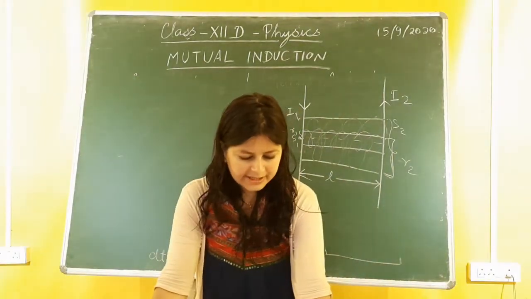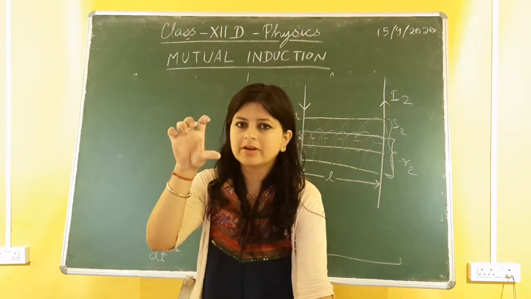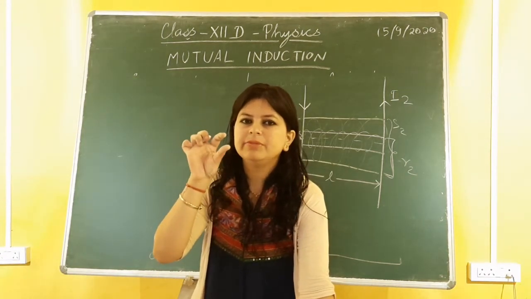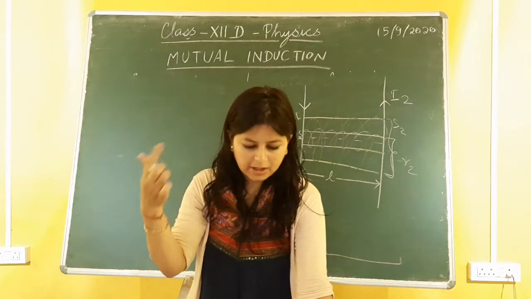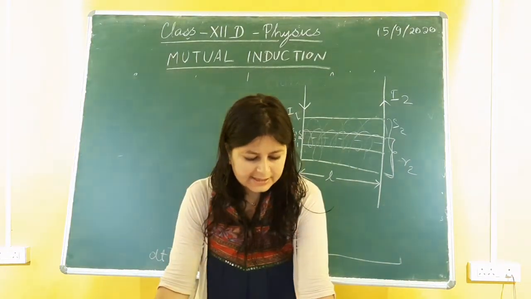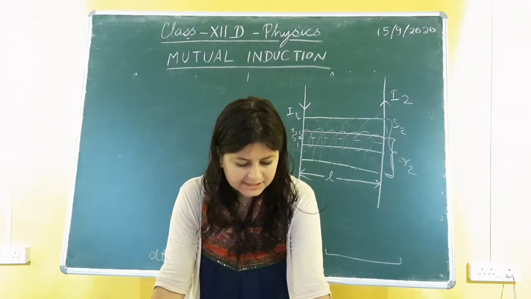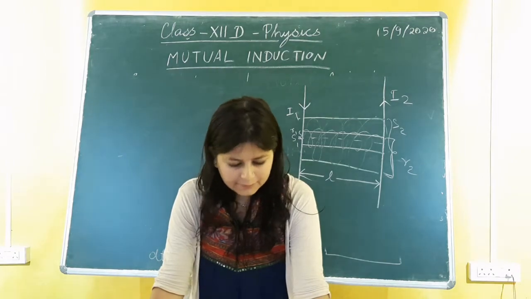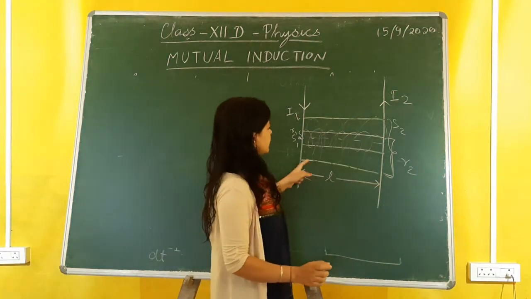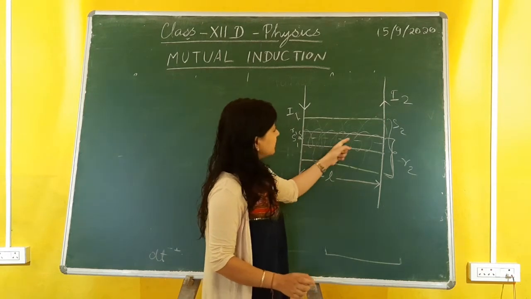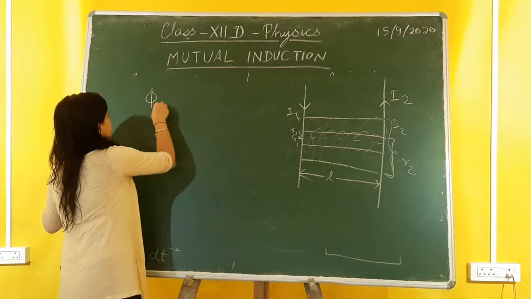Now let a time varying current I2 flow through S2. Now we are taking the outer solenoid, okay, and we are studying the mutual inductance in the inner solenoid because of the outer solenoid, okay. Let a time varying current I2 flow through S2, which sets up a time varying magnetic flux, of course, phi 1 through S1. So because of the current flowing through the outer solenoid, a time varying magnetic flux will be set up in the inner solenoid. For the inner solenoid, phi 1, okay.